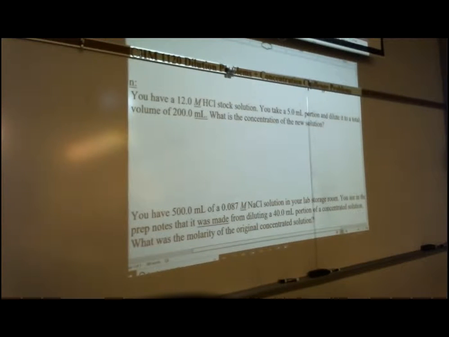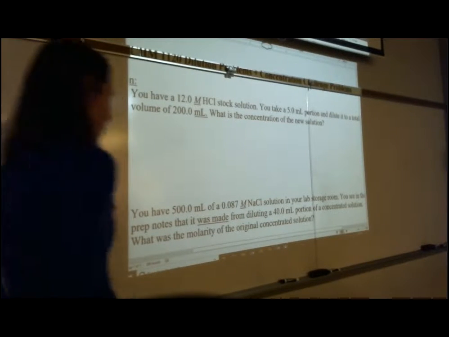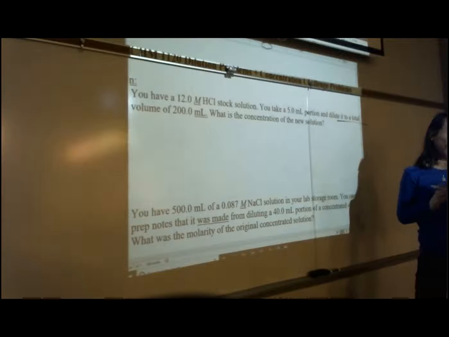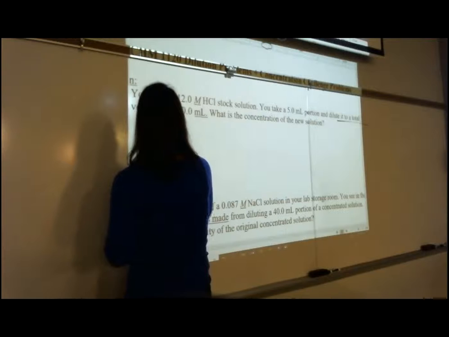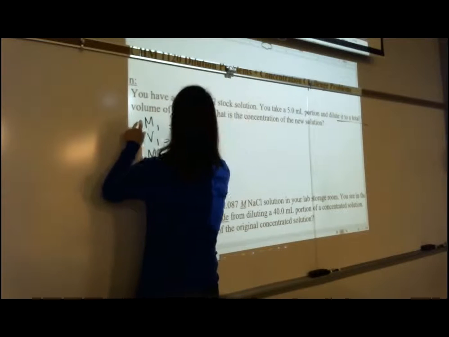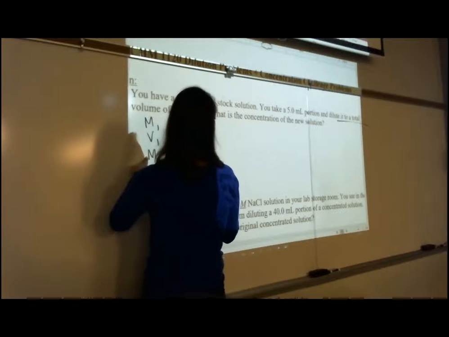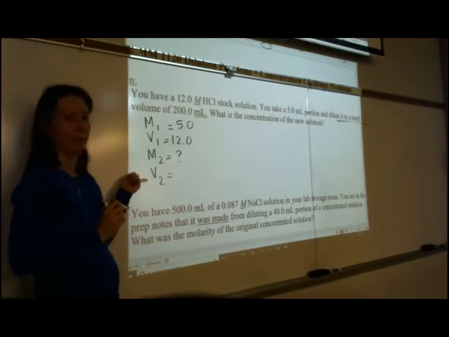All right, you have a 12 molar HCl stock solution. You dilute a 5 milliliter portion, you take a 5 milliliter portion and dilute it to a total volume of 200 milliliters. So again, like I warned you, be careful in how this is worded, right? Because when you're setting this up, M1, V1, M2, V2. M1 is 12, right? V1 is 5. M2, that's what we're figuring out. V2, is it 200 or is it 205?